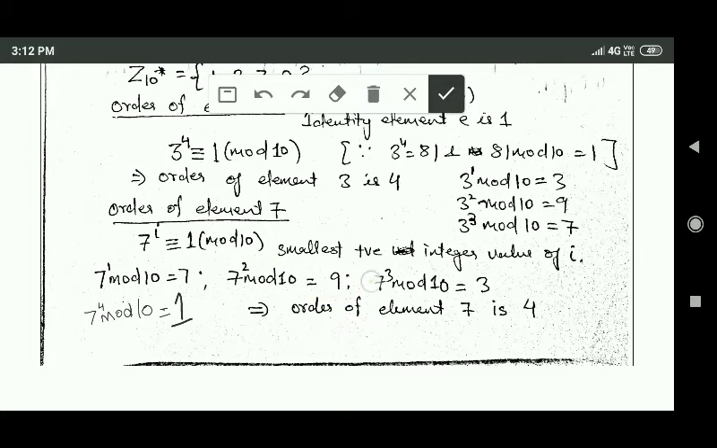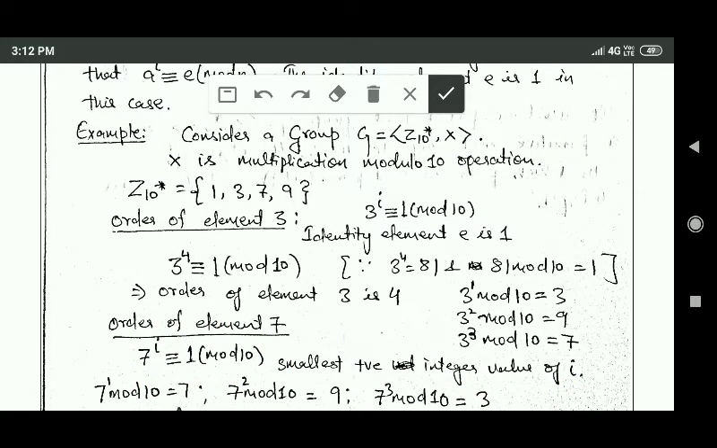When i is 3, 7 raised to power 3 mod 10 is equal to 3. So i equal to 3 also does not satisfy this equation. But when i is 4, 7 raised to power 4 mod 10 is equal to 1. So i equal to 4 satisfies this equation, because 7 raised to power 4 is congruent to 1 mod 10. Therefore, the smallest positive integer value of i which satisfies this equation is 4, and the order of element 7 is 4 in this group.